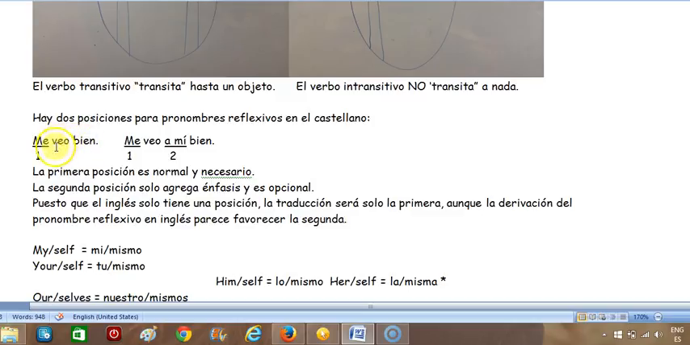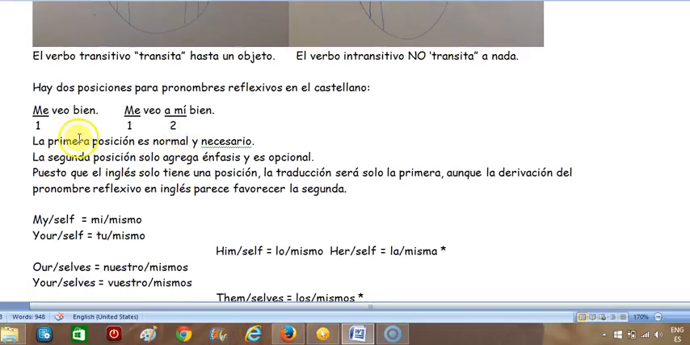Me veo bien. Okay, so in this position number 1, the pronoun is me. But if I want to be emphatic about it, then I'll say me veo a mí bien. So this is position number 1, and this is position number 2. It's the same thing. It doesn't add any meaning whatsoever. The only thing it adds is emphasis, right? So in Spanish, the first position is normal and needed, and the second position only adds emphasis, and it's optional.